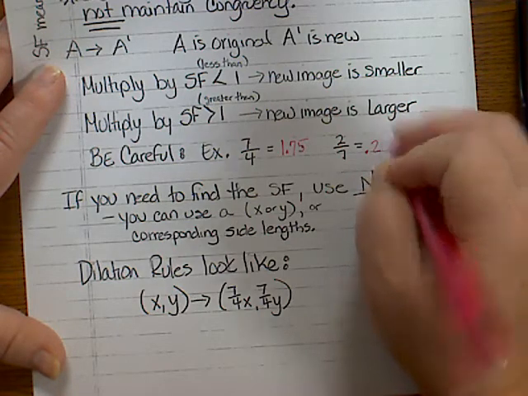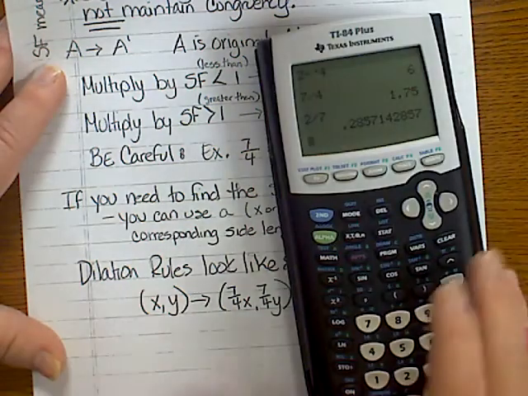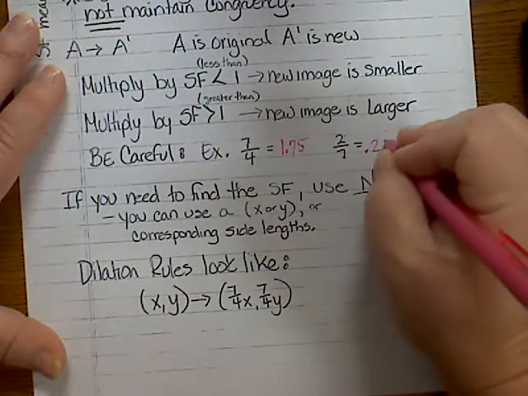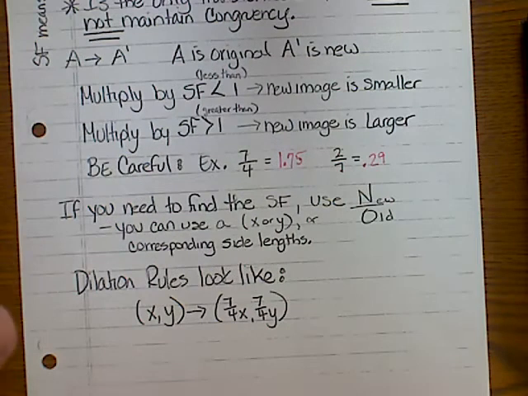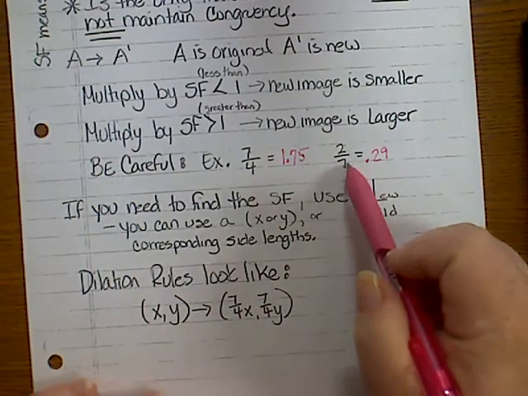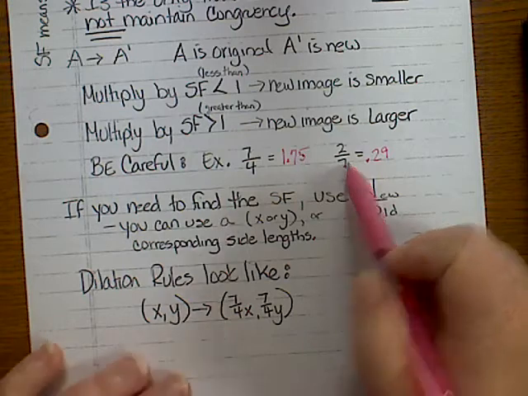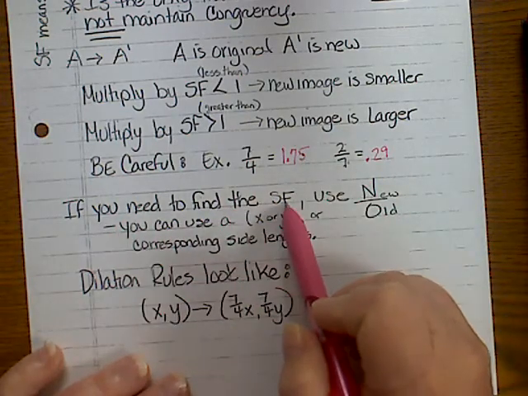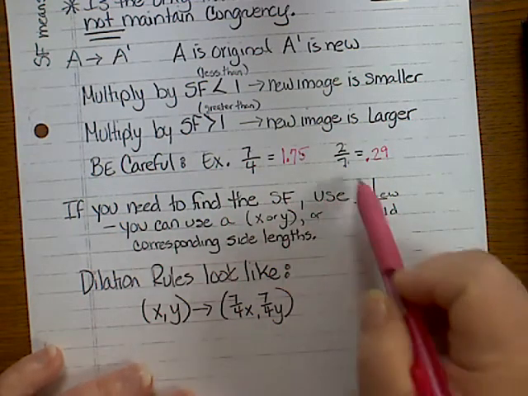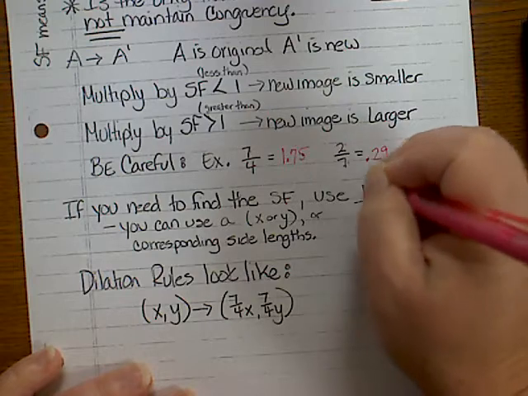And this is 0.2857, blah, blah, blah. So I'm just going to round it to 0.29 for today, okay? So actually you're going to have a new image that's smaller. If you need to find the scale factor, just say no. See right here, N-O? No.